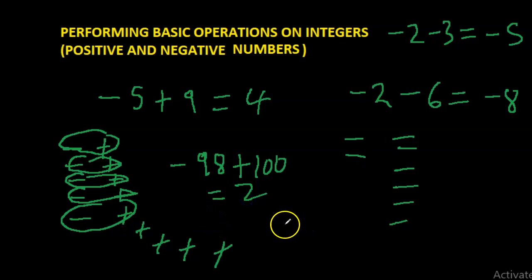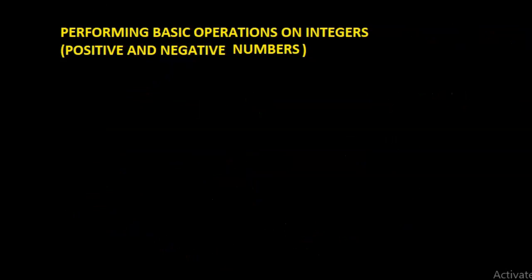Alright? So if I ask you something like what is minus 50, minus 40, you have 50 negative signs, and you have 40 more negative signs. So in other words, you have 90 negative signs. Alright? I think you're getting it now.